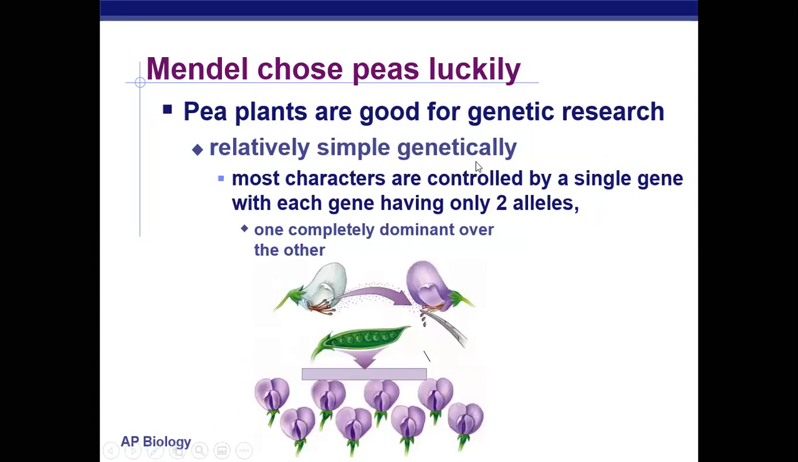They're also relatively simple genetically, and most characters are controlled by just a single gene. That was a happy accident that he was able to choose that, because plant height is just one gene. Plant color was just one gene. Seed color was just one gene. It wasn't controlled by multiple genes. Those are polygenetic things that we'll talk about next PowerPoint. And happily for him, one gene was always completely dominant over the other. He didn't have to deal with blending.